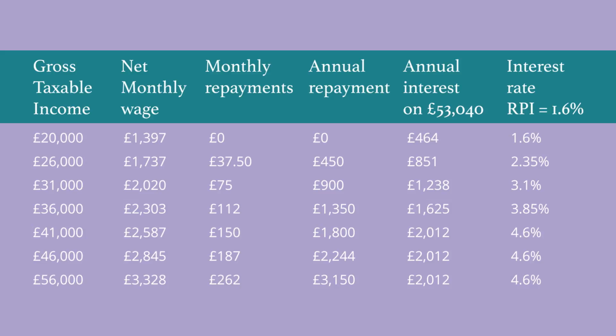Looking at the second row in this table, for example, if you were earning £26,000, you would be taking home £1,737 a month after national insurance and income tax. Of that, you would pay £37.50 a month in student loan repayments. This is the equivalent to £450 a year. In this table, it is only the salaries of the final 2 rows, £46,000 and £56,000, where the repayments are higher than the interest being added to your loan.